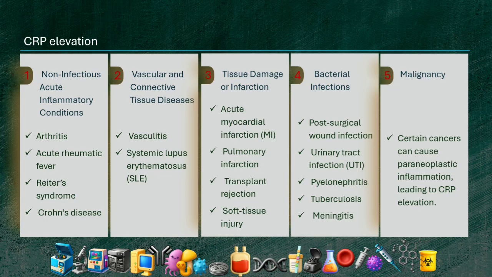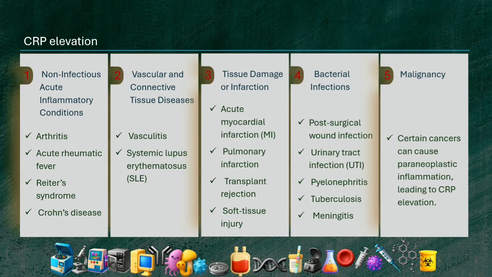Reiter's syndrome, reactive arthritis. Triggered by infection, but inflammation persists independently. Crohn's disease, chronic intestinal inflammation. CRP correlates with disease activity and flare-ups. Clinical tip: in autoimmune diseases, CRP is often used alongside ESR to assess inflammatory burden.